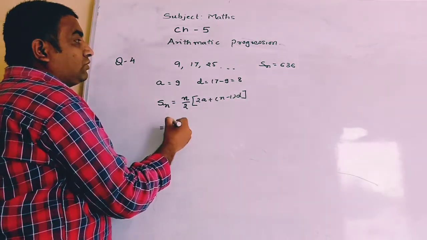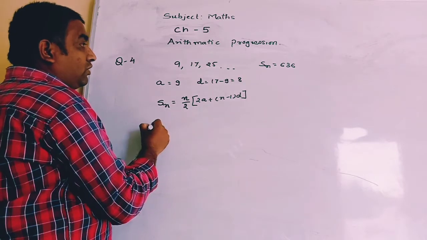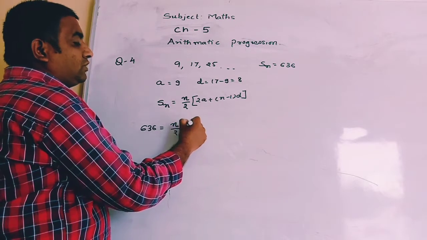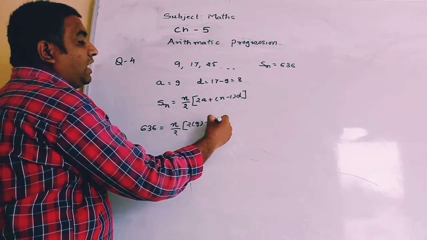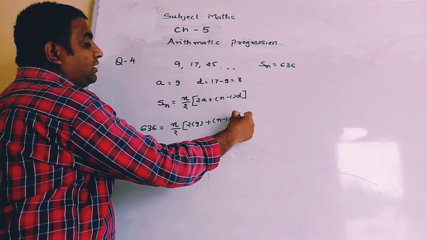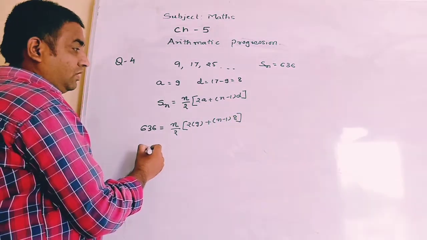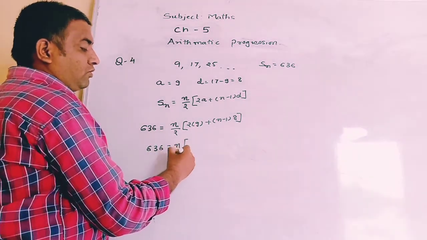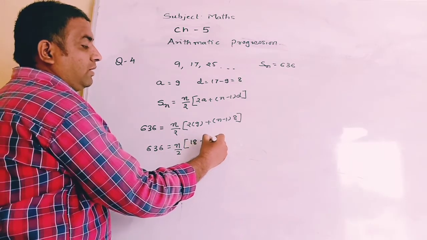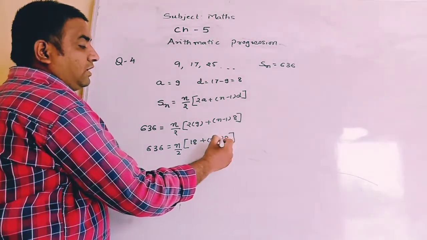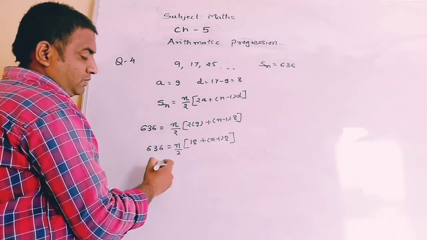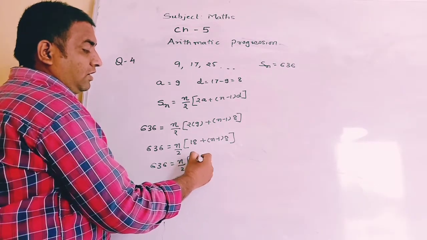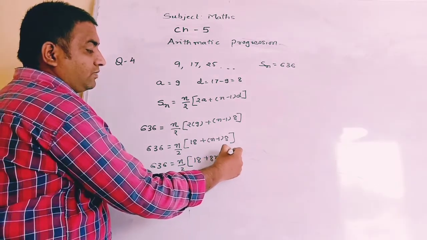So we substitute the values. Then n we don't know. Sn is 636, n value we don't know. So 2a is 2 into 9, plus n minus 1, d will be 8. And so here 636 equals n by 2 into 2 nines are 18 plus n minus 1 into 8. Now we simplify this part: 636 equals n by 2 into 18 plus 8n minus 8.